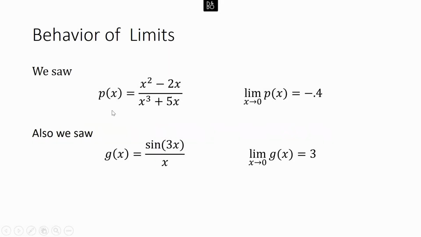Earlier, we saw that we had a function p of x that looked like this. And we found that the limit of p of x as x goes to 0 was negative 0.4. We also saw that there was a function called g of x, and we found the limit of g of x as x goes to 0 is equal to 3. Note that both of these limits have x going to 0.